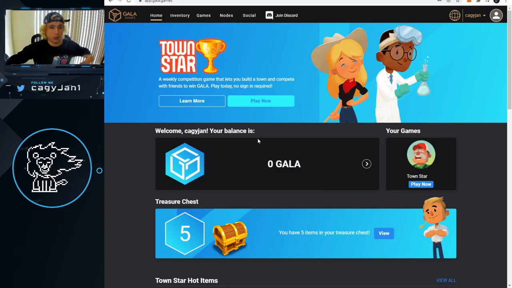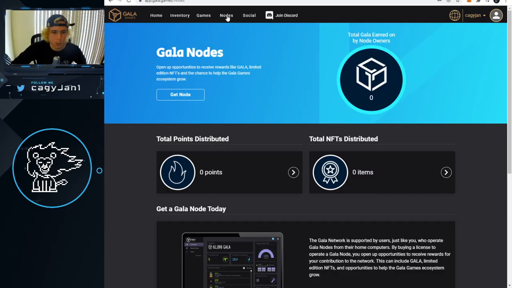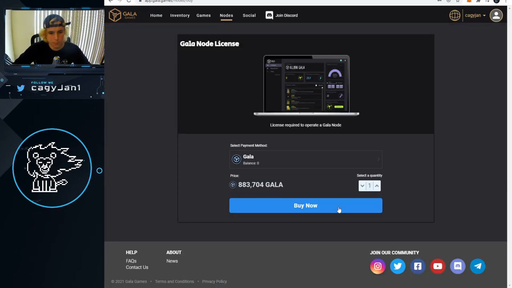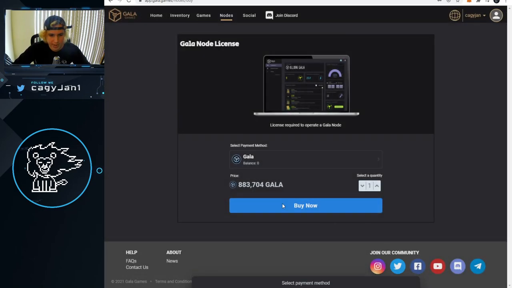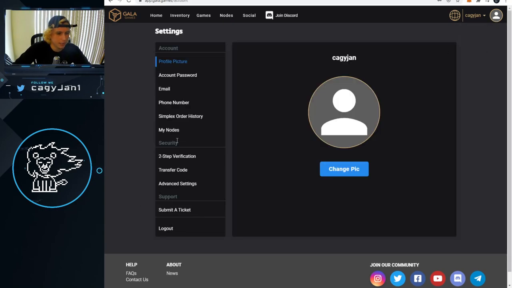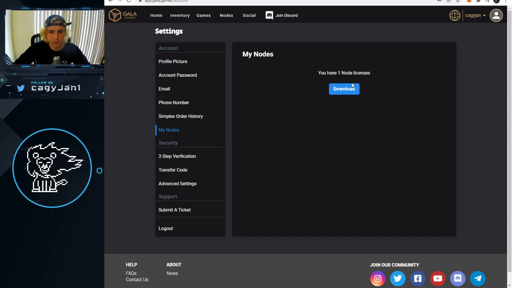All right, so the first thing you wanna do is go to nodes, boom. You go to get nodes, boom. And then you can pay with Ethereum, you can pay with BAT, you can pay with Gala. You go to buy now. And then once you buy it, you go to your account, and you're gonna see my nodes, and then you gotta go to download licenses.